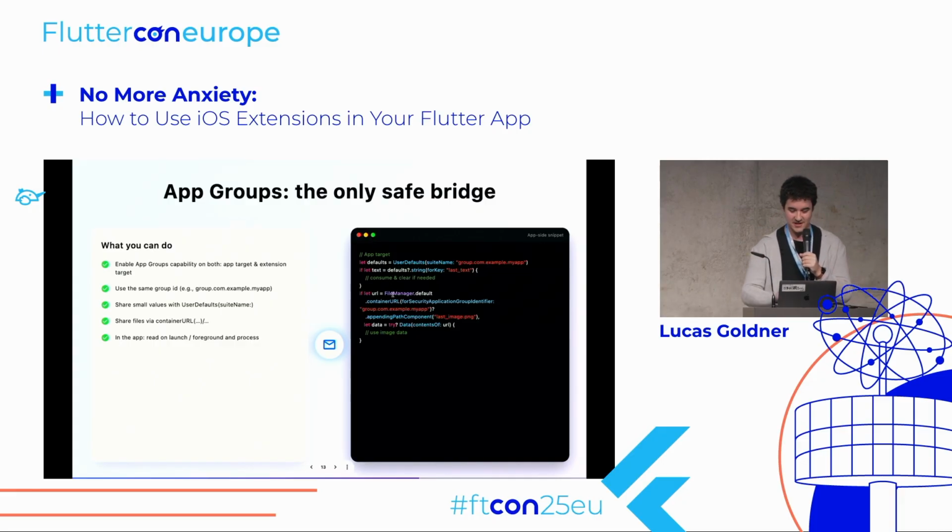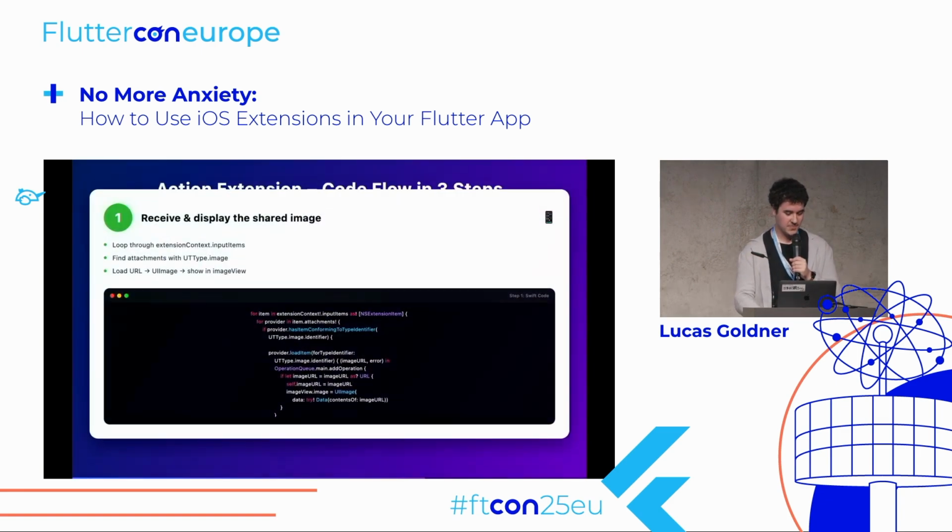Yeah, as I said, we can not only save key store values, but also files using the file manager, and then create a container using, of course, the same app group identifier, and then save files inside of there. So pretty useful. And we need to set it up correctly, otherwise our extension and our app can't communicate.